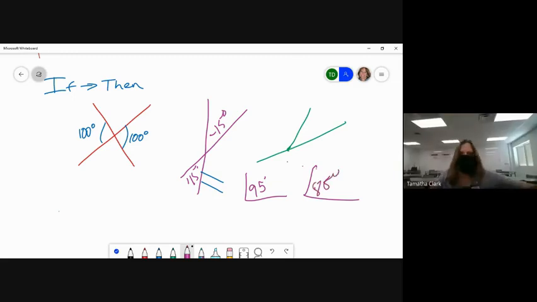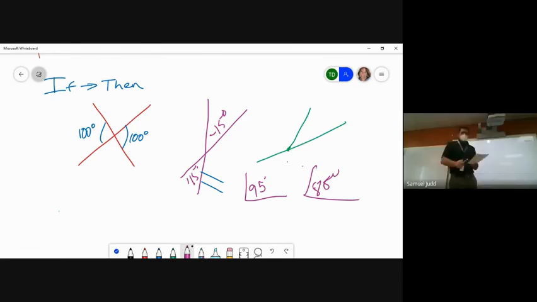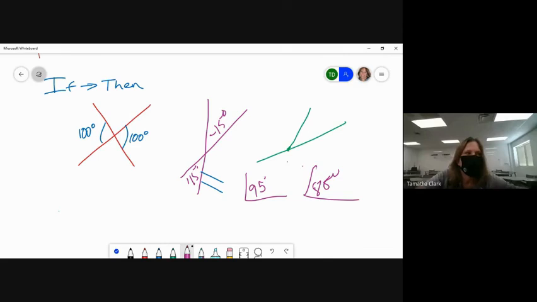Okay. Oh, I just lost track of where I was. Yeah, so those two angles do add up to 180 degrees, but they're not a linear pair. That's a good counterexample that supplementary angles don't have to be linear pairs. Okay.